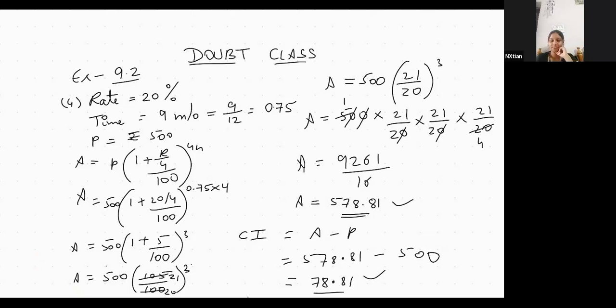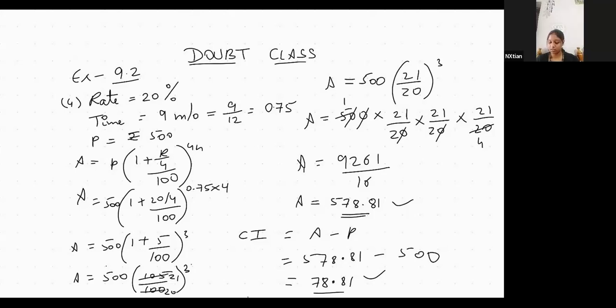Ma'am, will it be 5 by 100 again? 1 plus 5 by 100 instead of 20%? Which part, Anaya? 9.2 question number 5. Will it be 5% again instead of 20%? Yes, Anaya, it will be 5%, okay? Because it's compounded quarterly, we divide it by 4.